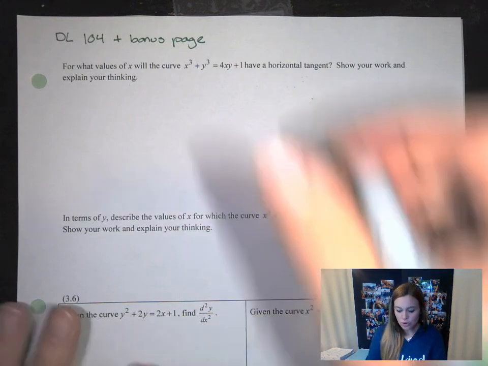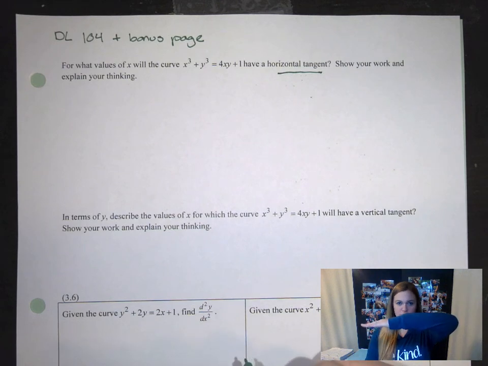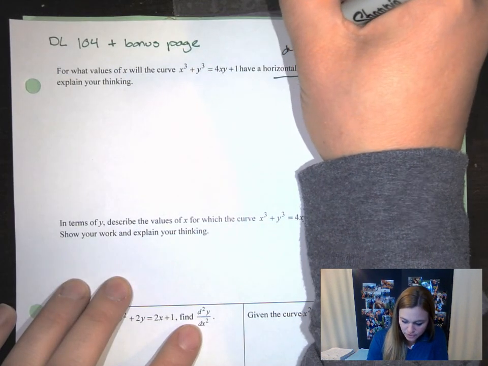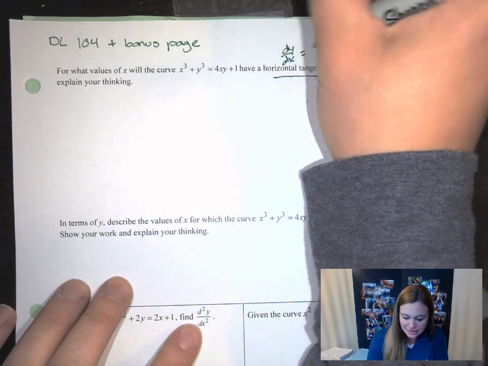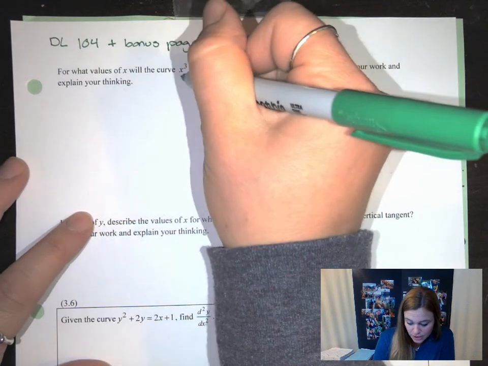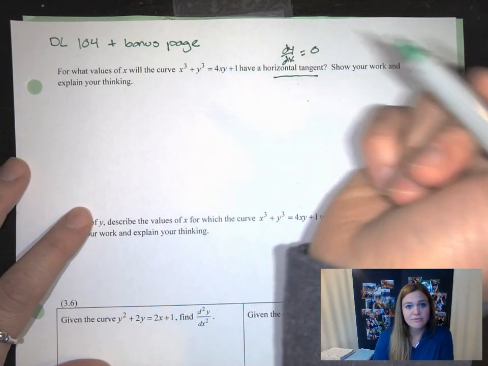Horizontal tangent, remember, is when the slope of the tangent is 0. Slope of the tangent is also known as derivative. So I need to set dy/dx equal to 0. To do that, I need to find dy/dx, or we do. So I'm going to take x cubed plus y cubed is equal to 4xy plus 1 and find the derivative.